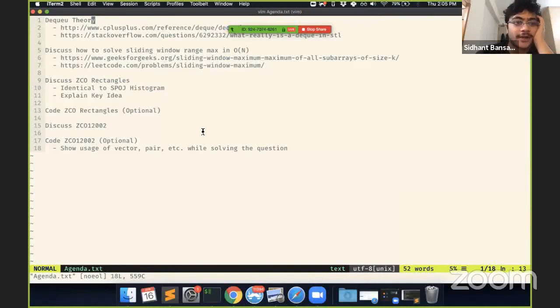Today our agenda would primarily be to go through DQ theory first. I have these two links which I'll open up on my tab and share on the chat also. Then we'll discuss how to solve the sliding window range max in order n.